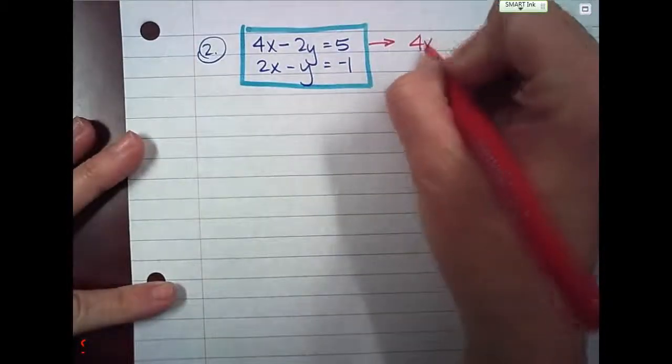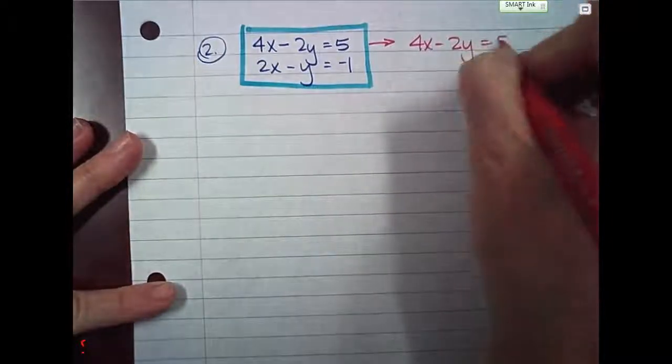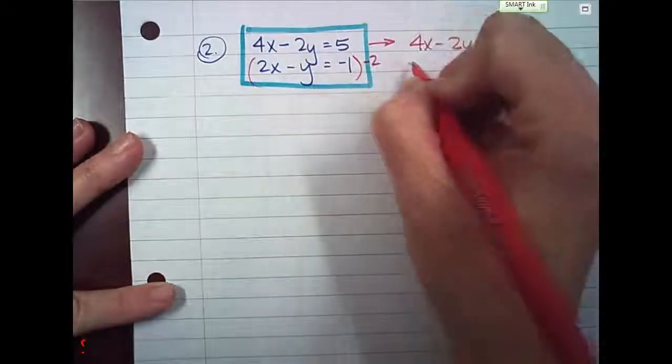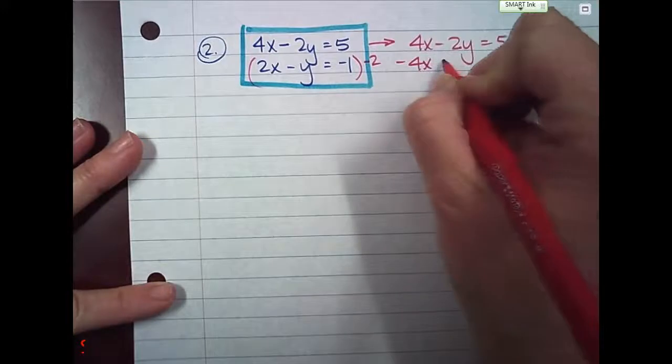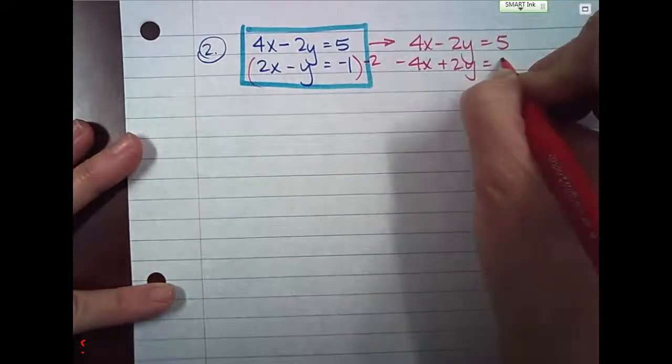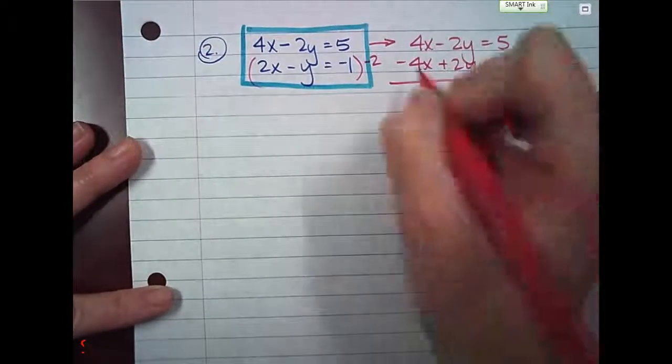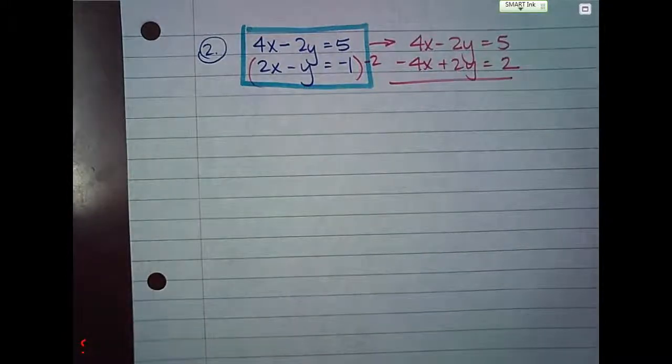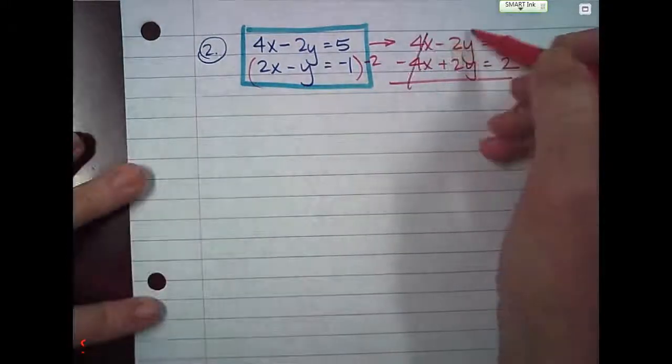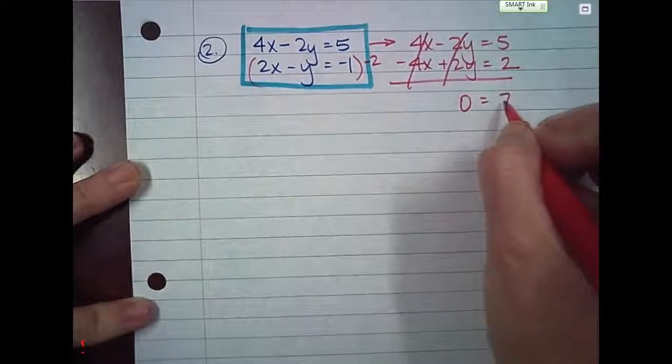So the top one, let's leave the same. And the bottom line, let's multiply by negative 2. Something strange happens. What happens here? Yeah, they both cancel. So on the left you have nothing, and on the right you have 7.